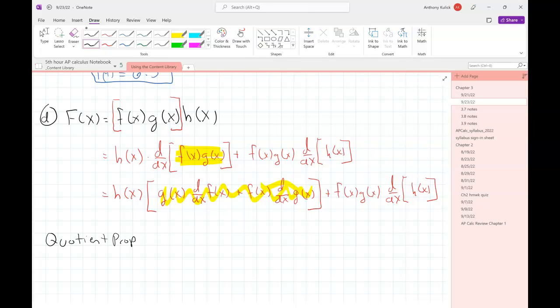So the quotient property. This is going to be if we have two functions dividing each other.